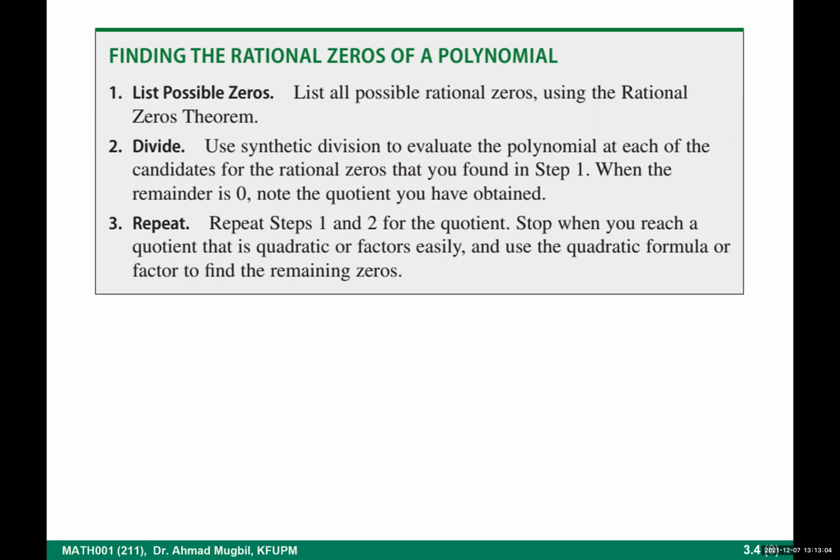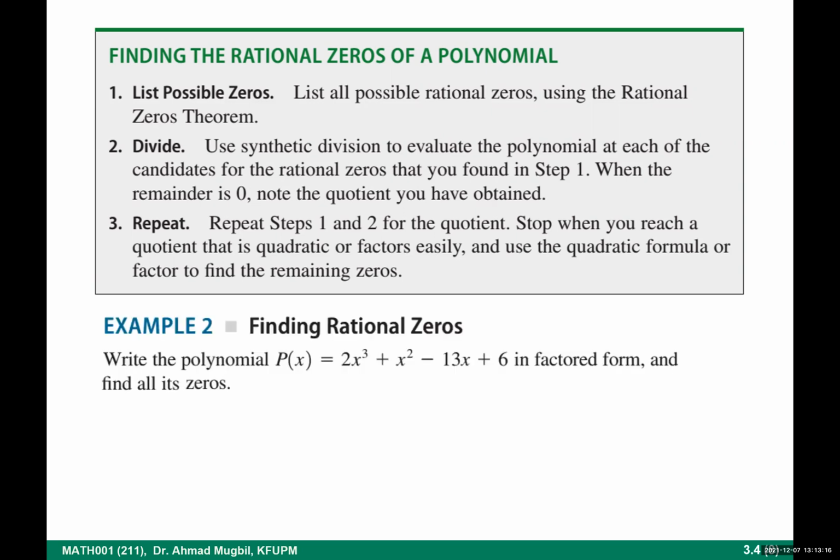Then repeat this process. Repeat step number 1 and step number 2. Find the possible rational zeros for the new polynomial that you will have. It will be one degree less. And also divide, use the synthetic division. Now you have here, Shabab, the method 1, 2, 3, and you have here an example. Please write this polynomial in factored form and find all its zeros.